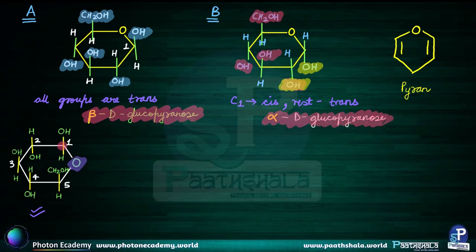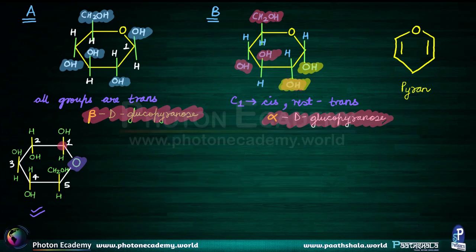So I've got these two forms. These two forms, this alpha D glucopyranose and this beta D glucopyranose, are both actually in equilibrium with the open structures. Okay, so it is in equilibrium with the open structure of glucose.